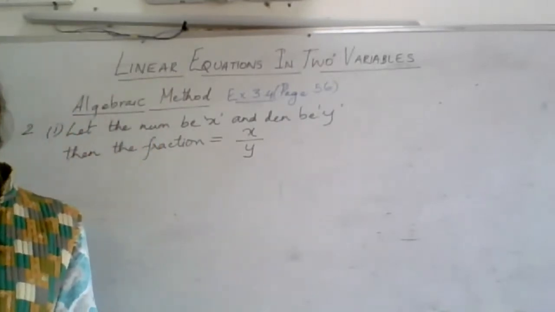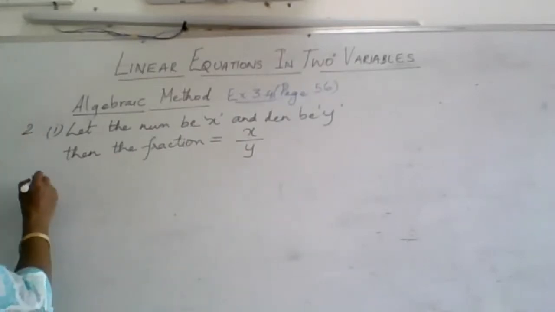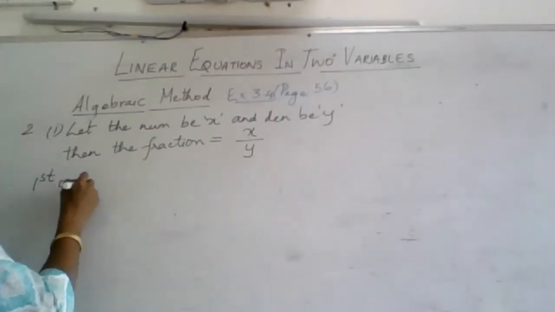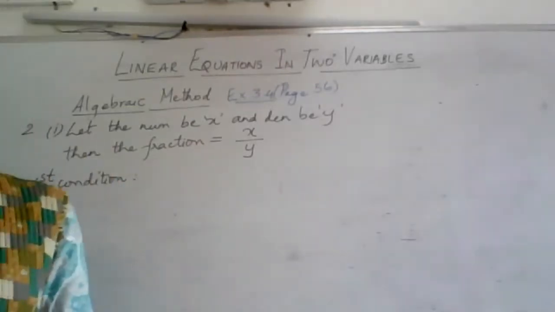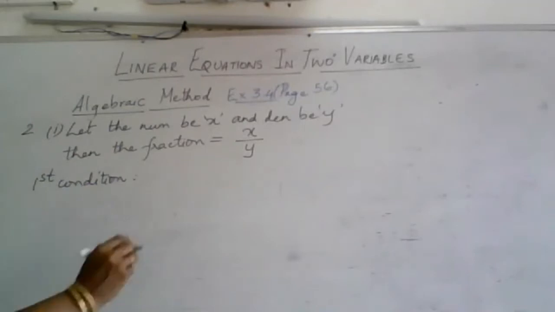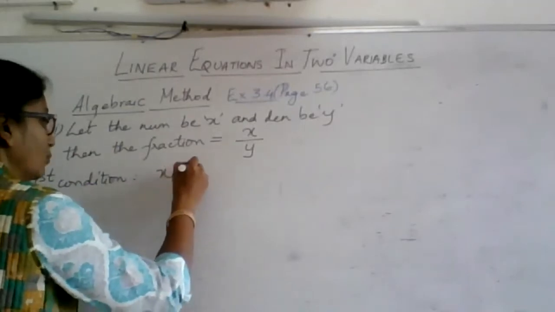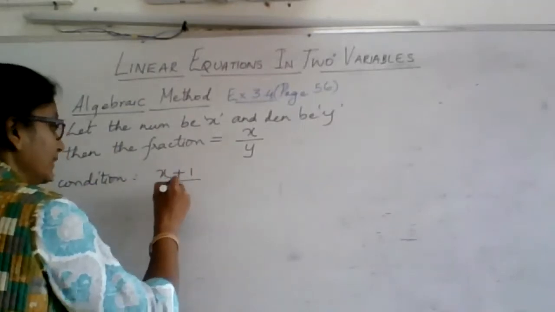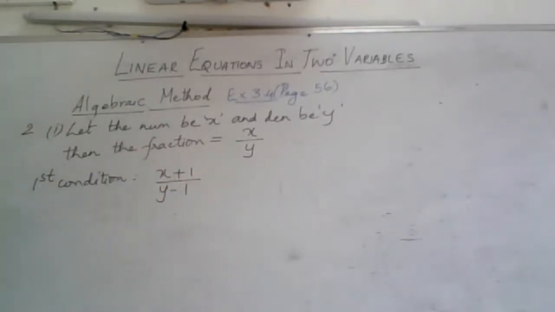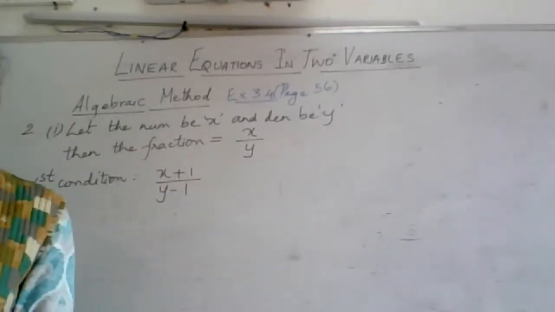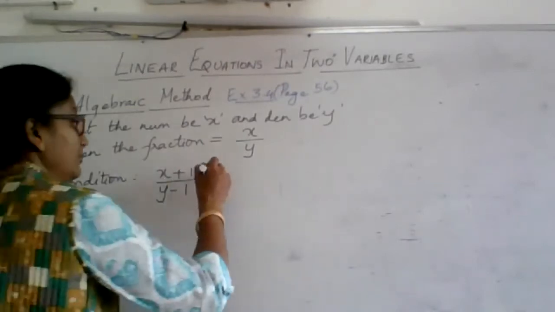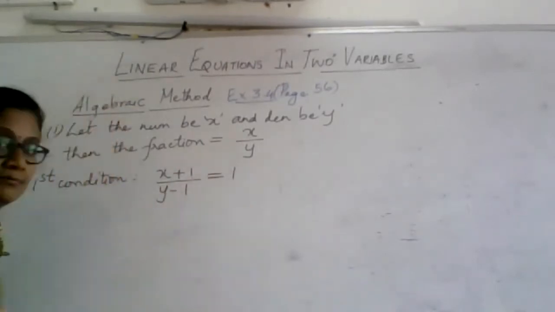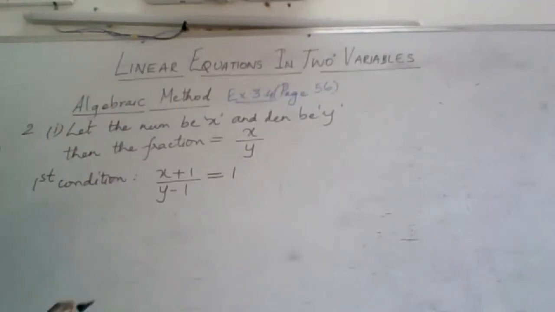What is the change we have done? The first condition says we add 1 to the numerator and subtract 1 from the denominator. Right? So I have x in the numerator when I add 1 to it, and I have y in the denominator, I will subtract 1 from that. So this is my new condition that I have applied. So when I apply this condition, the fraction has become 1. So this is my first condition.